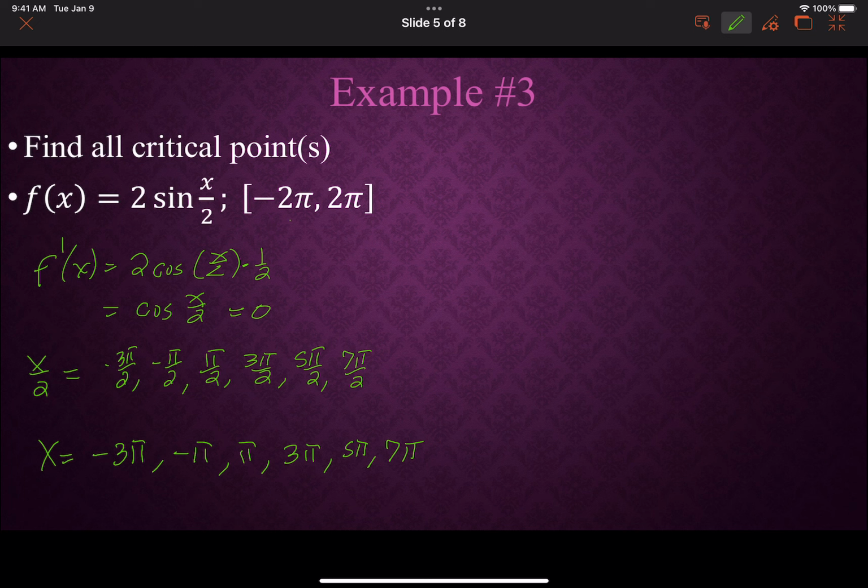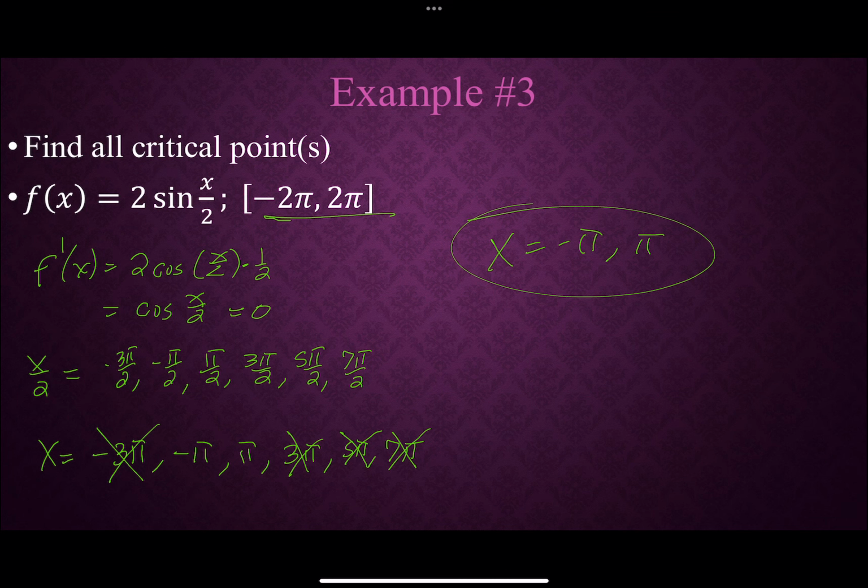Now only one from negative 2 to 2, so negative 3 pi is out. So my lowest critical point's at negative pi, and then 3 pi and everything beyond that's also out. The highest point is at pi. And since I've canceled out both the lower and the upper range, I only have those 2. I don't have to worry about giving more coterminal angles from the beginning. So I got negative pi to positive pi for our 2 critical points.